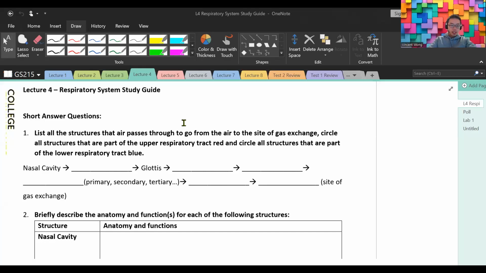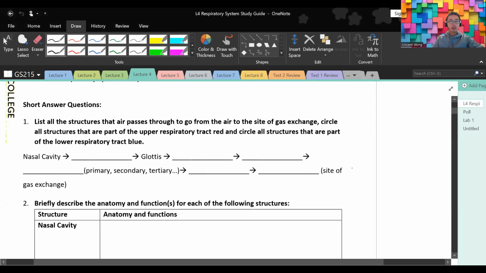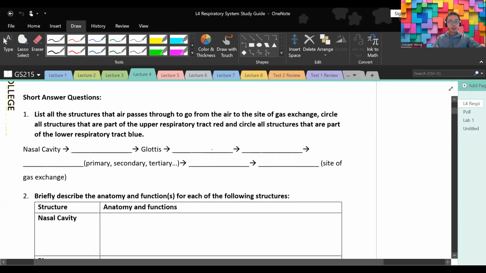Lecture 4, which is the respiratory system. It's relatively simple compared to the other ones that we have been doing in the unit. So hopefully it's not going to be too challenging when you're studying for the tests.